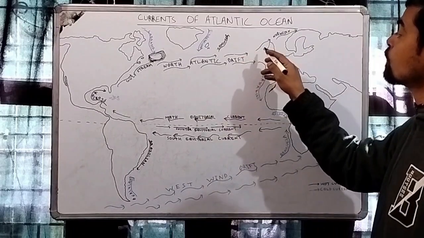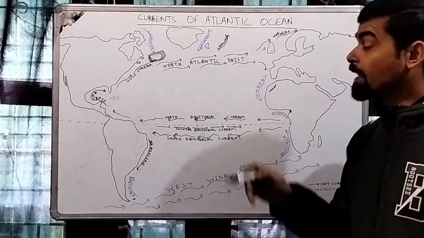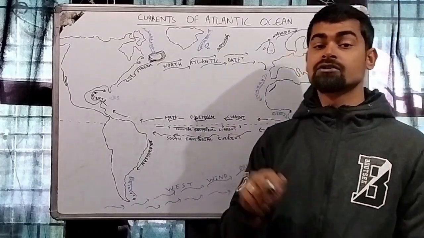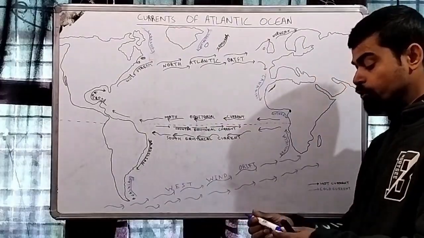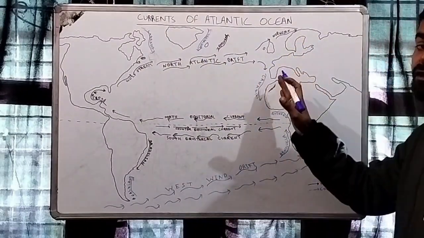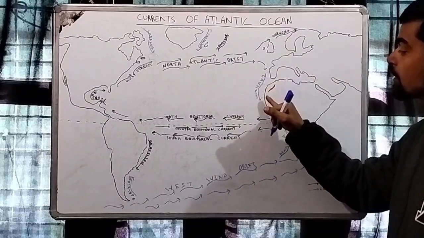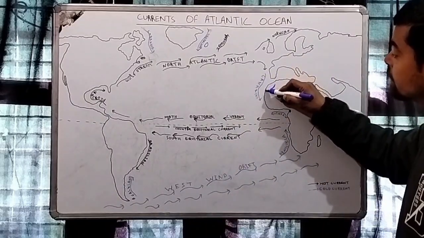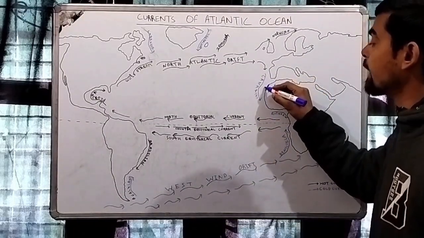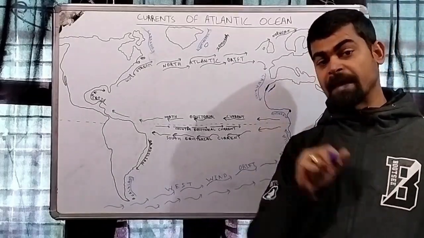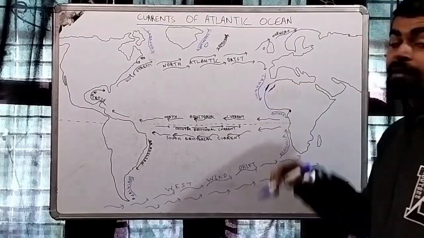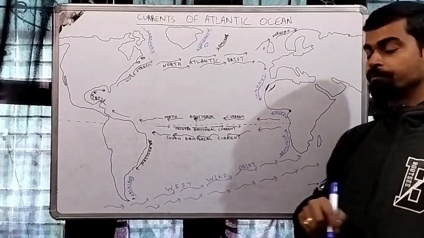The northern branch moves to the north of the United Kingdom and reaches Norway near the Scandinavian countries, where it is known as the Norwegian current. The southern part of the North Atlantic Drift moves towards the African coast, the western margin of the African coast, and reaches near Morocco. This is Morocco, where there is the Canary Islands, a territory of Spain, and the current moves near the Canary Islands, so name it the Canary cold current.